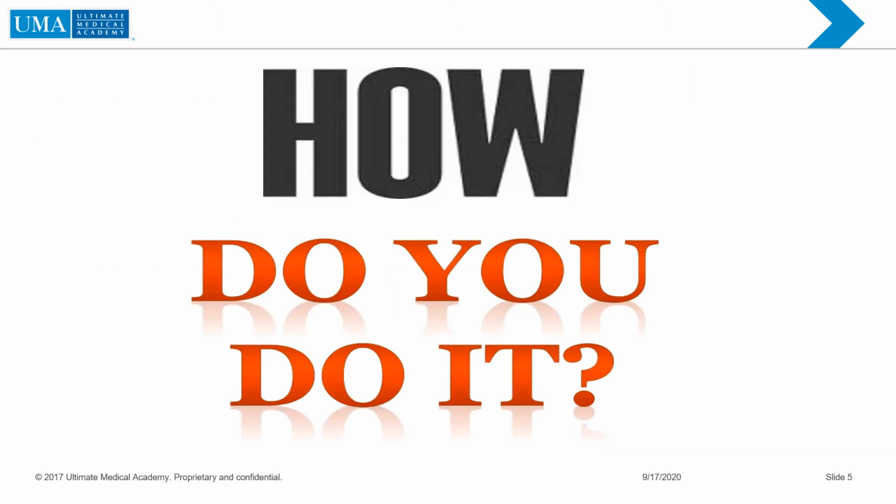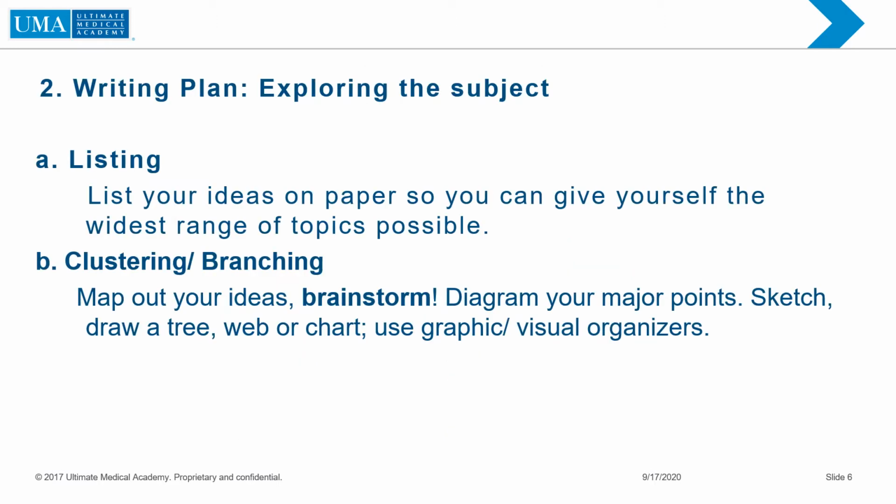Okay, how do we do it? Number two, writing plan, exploring the subject. We have listing, clustering, branching. For listing, we're going to list your ideas on paper so you can give yourself the widest range of topics possible. For clustering and branching, you're going to map out your ideas, brainstorm, diagram your major points, sketch, draw a tree, web, or chart. Use graphic or visual organizers. That can help you.